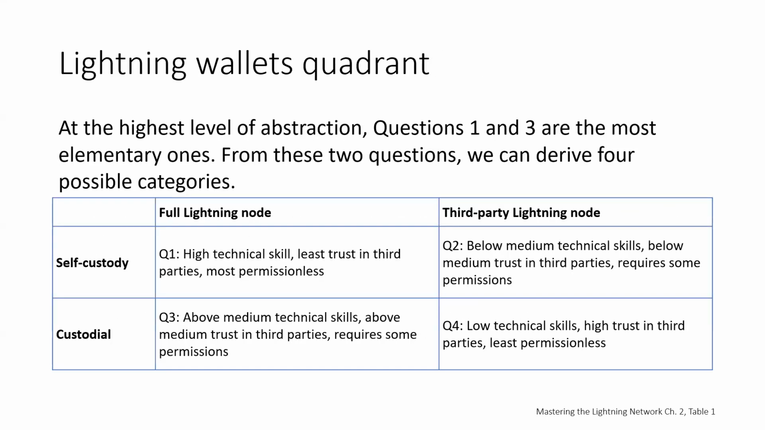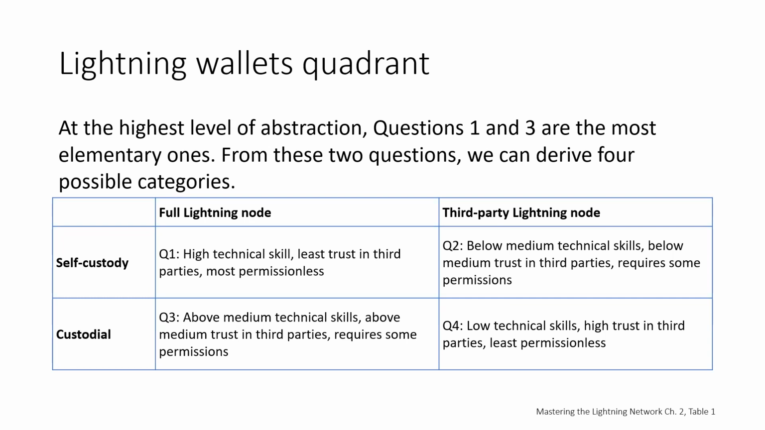At the highest level of abstraction, the first question and the third question are the most elementary ones. From those two questions, we can derive several different categories shown on this quadrant on this slide. Remember, this is just one way of categorizing Lightning wallets. On the left-hand side, we've got full Lightning nodes. On the right-hand side, we've got third-party Lightning nodes. And for our two rows, we've got self-custody versus custodial.